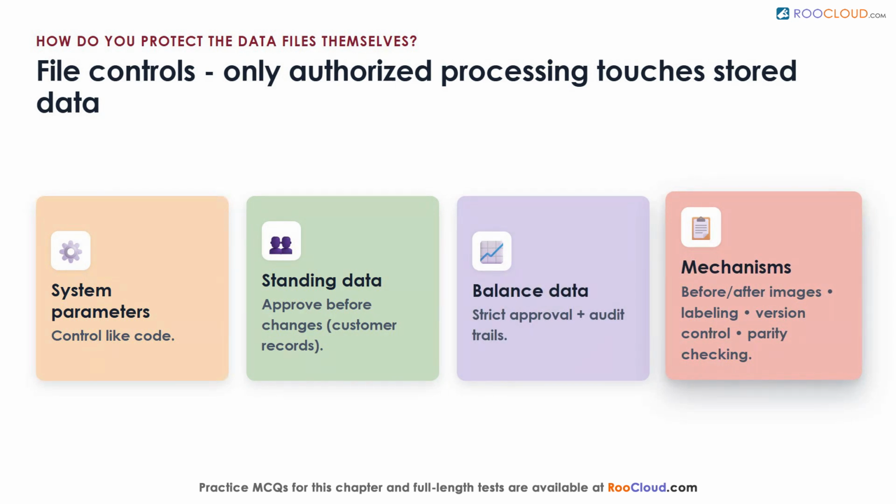Several mechanisms help. Before and after images trace a transaction's impact. Proper labeling ensures the right file is loaded. Version control ensures the current file is used. And parity checking catches transmission errors.